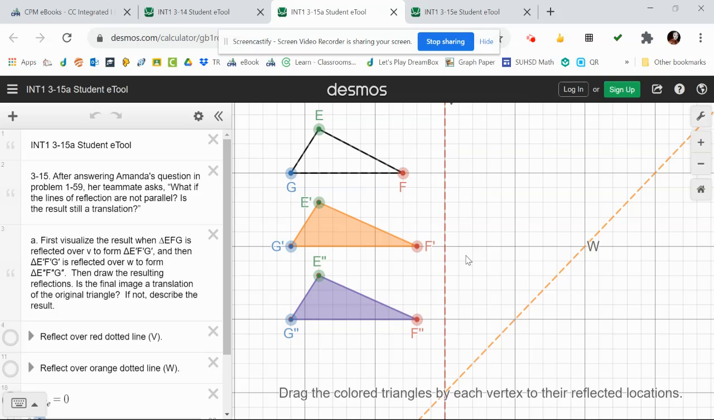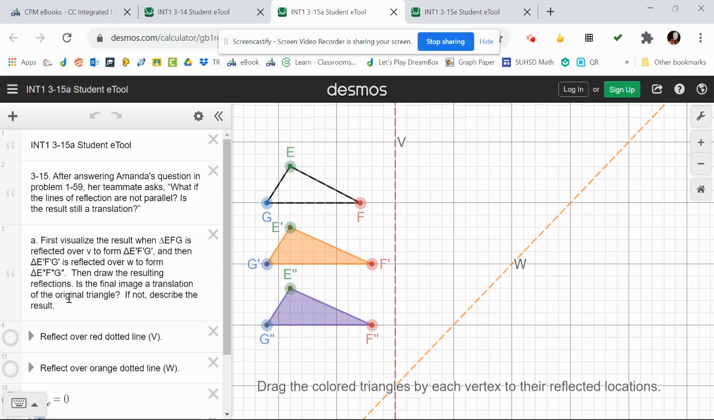So we got to make sure that we're always the same distance to the line of reflection, all right? So we want to do the first one. So triangle EFG is being reflected across line V. So I'm going to start off with the point closest to that, which is F. So that's 3 units away. So I'll put that right there.